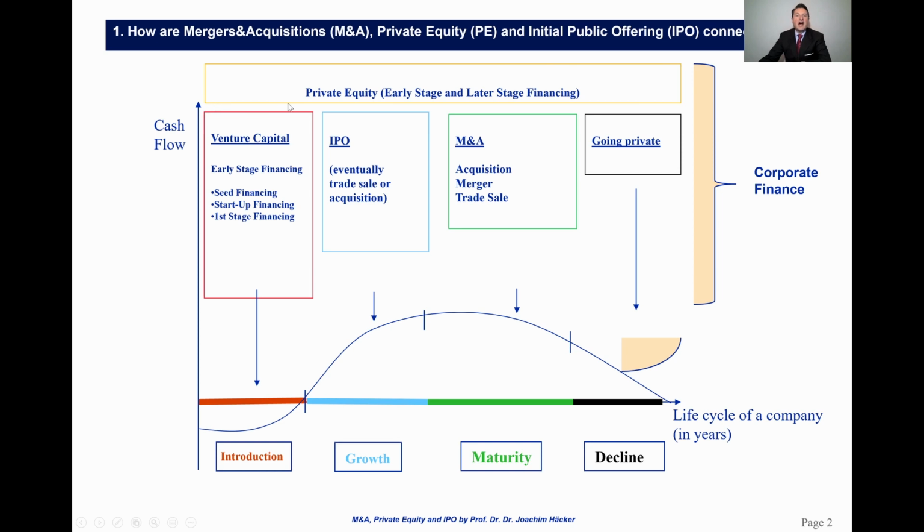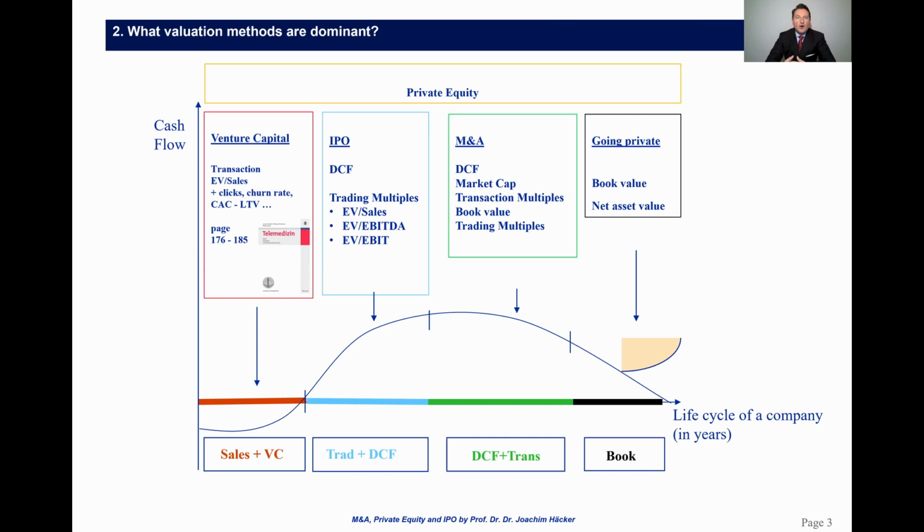Financial investors are important in the initial public offering, in the mergers and acquisitions, as well as in the going private phase. In this phase, very often a private equity firm actually takes the company private. Here, the seller or the buyer can be a private equity company. And here, when it comes to an IPO, it could be a preferred exit carried out by a private equity company. Question number 2, what valuation methods are dominant?